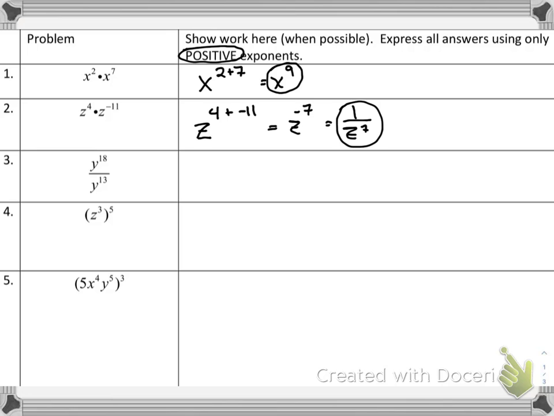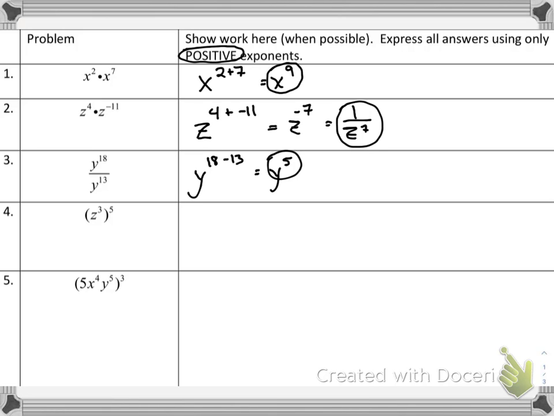Let's go to number 3. Here we're going to apply the quotient rule. The quotient rule tells us that when we are dividing, as we are here, we need to subtract our exponents. 18 minus 13 is 5, so therefore our final answer is y to the 5th power.